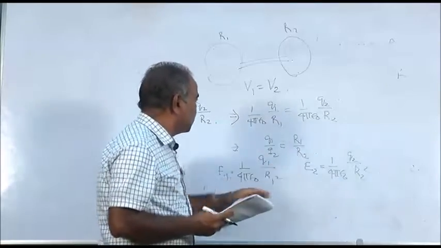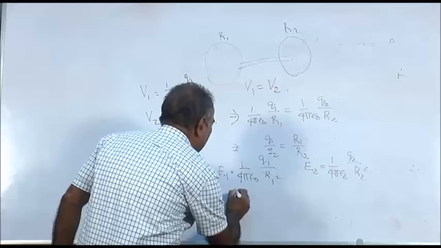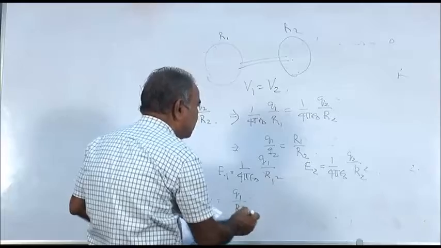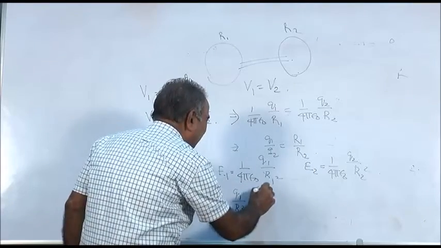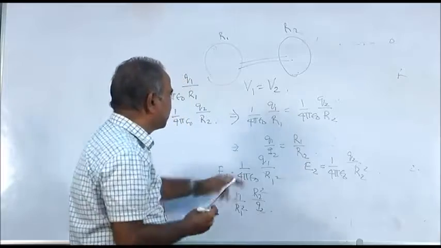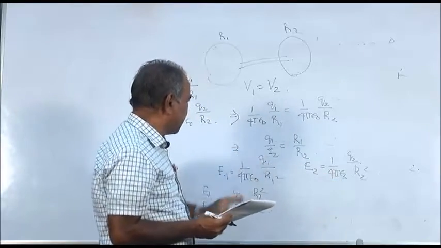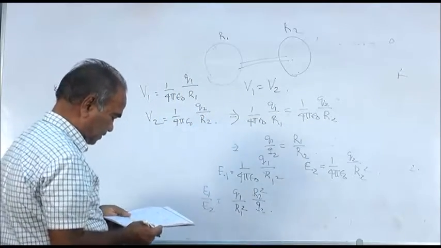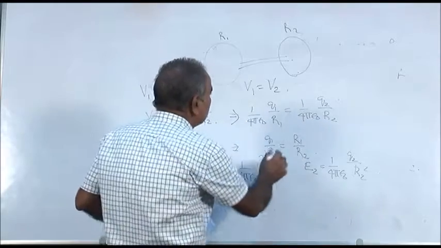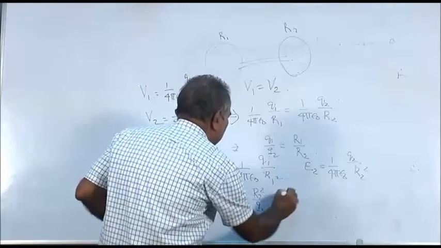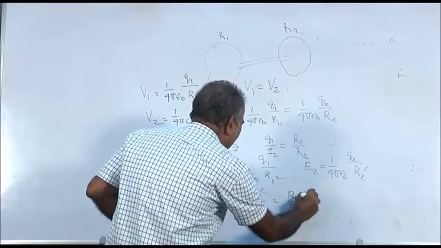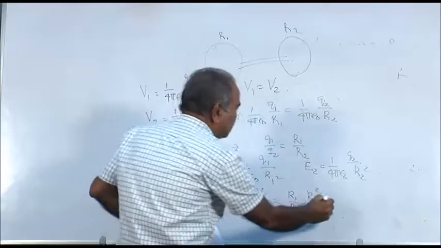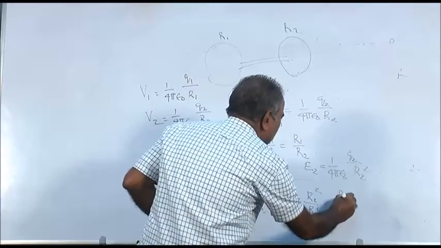So E1 by E2 is Q1 by R1 square divided by Q2 by R2 square. If you divide this by this one, Q1 by R1 square remains, and that becomes R2 square by Q2. Q1 by Q2 is R1 by R2. So this is R1 square, this is R1, and similarly R2 square by R2. So this is R2 by R1.